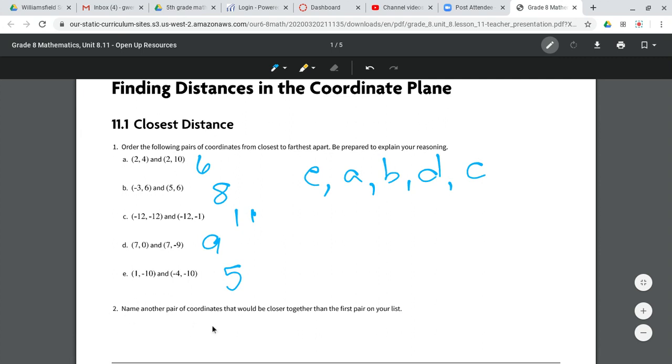Excellent. So for number 2, we're going to name another pair of coordinates that would be closer together than the first pair on our list. So we'll go ahead and keep the first point the same, so the point 2, 4. And what can our other point be so that it's closer than 6 apart? 2 and what? 2 and 6 will work.